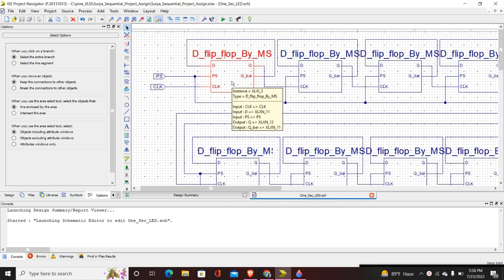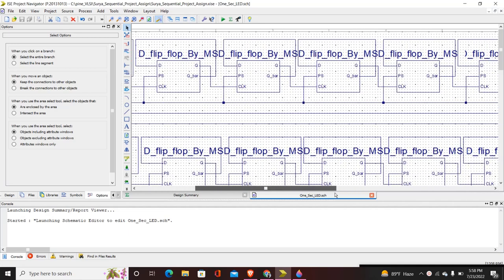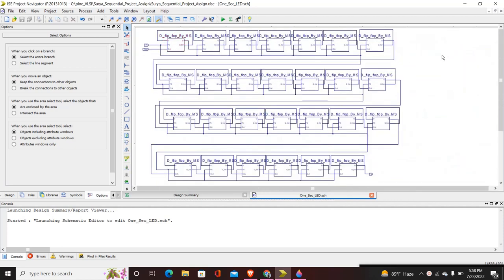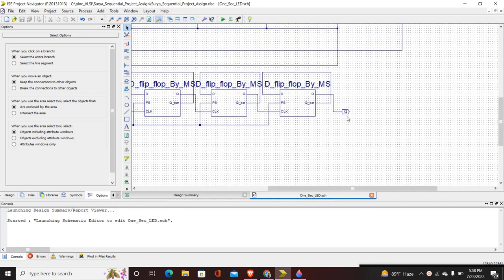Now here, let's suppose the frequency is 15, here the frequency is 25, here the frequency is 22.5, so dividing the frequency by a factor of two each time. Now the conclusion is that we need 27 flip-flops to convert 100 megahertz frequency into 1 hertz frequency. So here you can simply see that q is the output, and here the 1 hertz frequency comes.